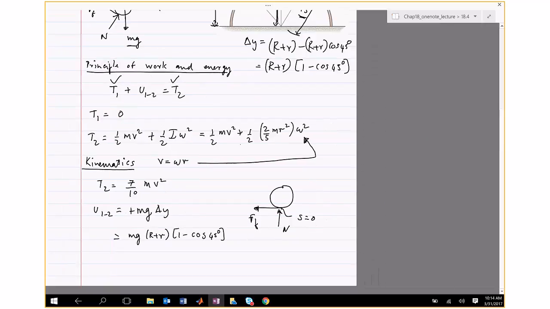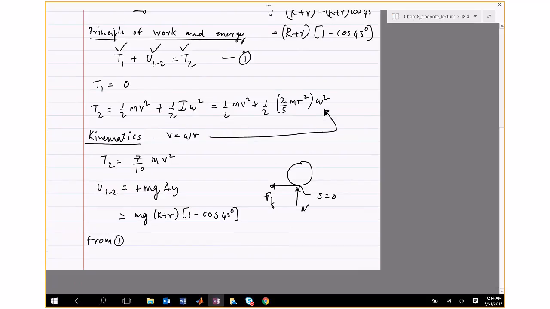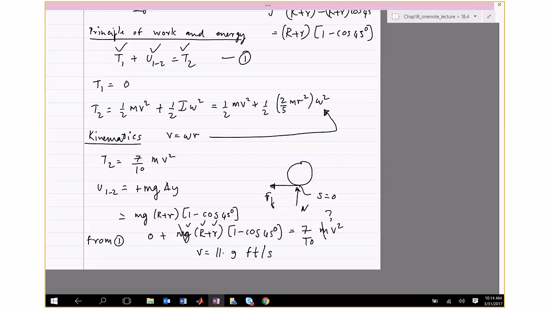So all that is left is to use equation 1. From 1, 0 plus mg (R plus r)(1 minus cosine 45 degrees) equals 7 by 10 mv square. The mass cancels off, gravity is known, both R and r are given, and we've got to find v, which is unknown. So if you do the math, v comes out to be 11.9 feet per second. Any questions on that?